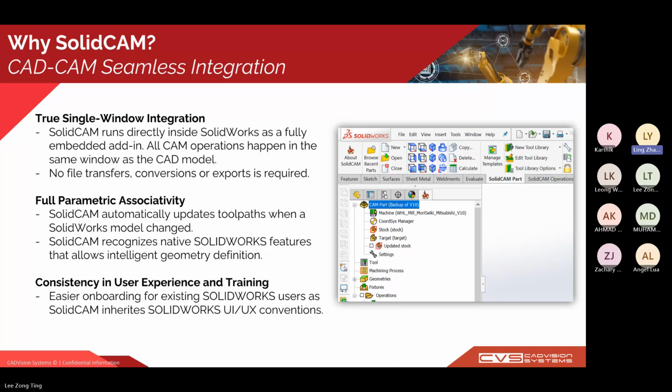In addition to this, SolidCAM is also able to recognize native SolidWorks features like bosses, pockets, holes, and patterns. And it can also select similar geometry and group them together, which we will see in the AFRM section. This will significantly make the programming faster and more intelligent. And last but not least, SolidCAM inherits SolidWorks UI and UX conventions, such as the ribbon, the right-click menu, the graphics controls, the shortcuts, making it very easy to onboard existing SolidWorks users.